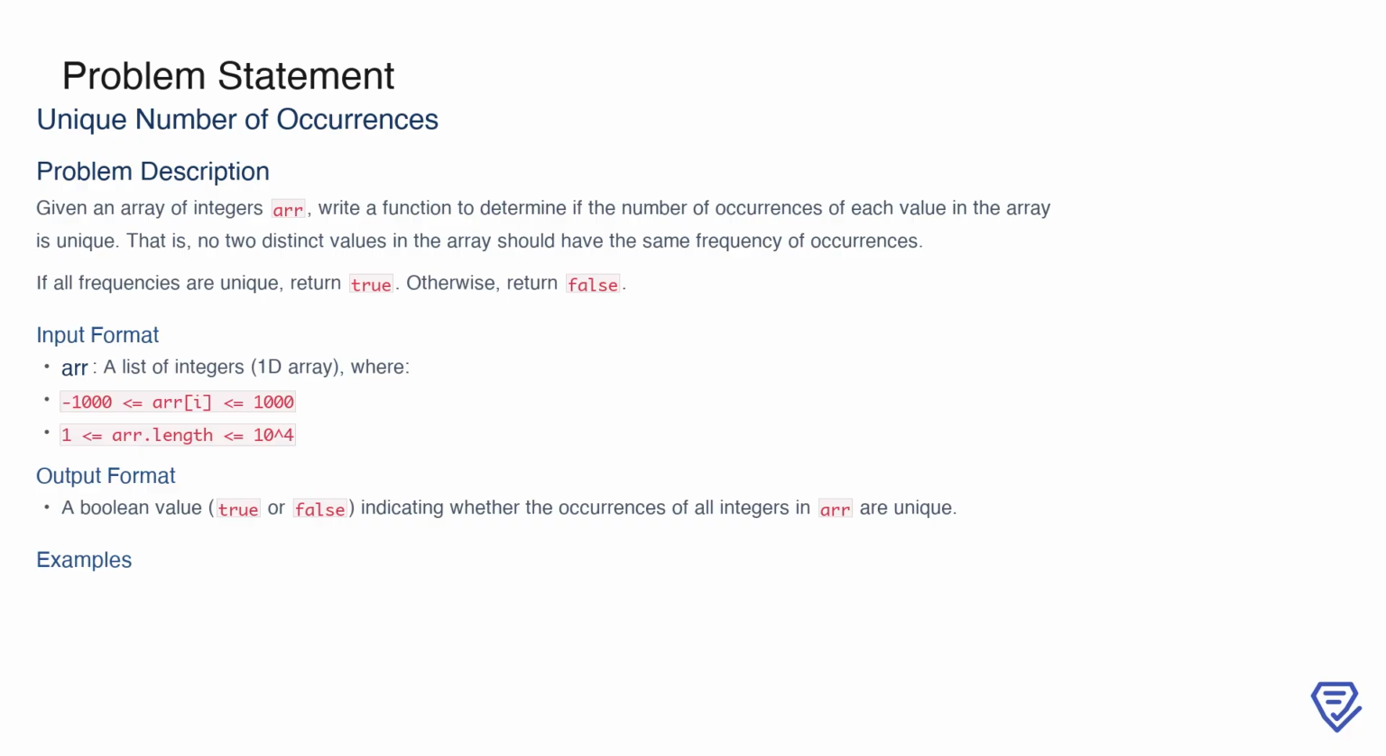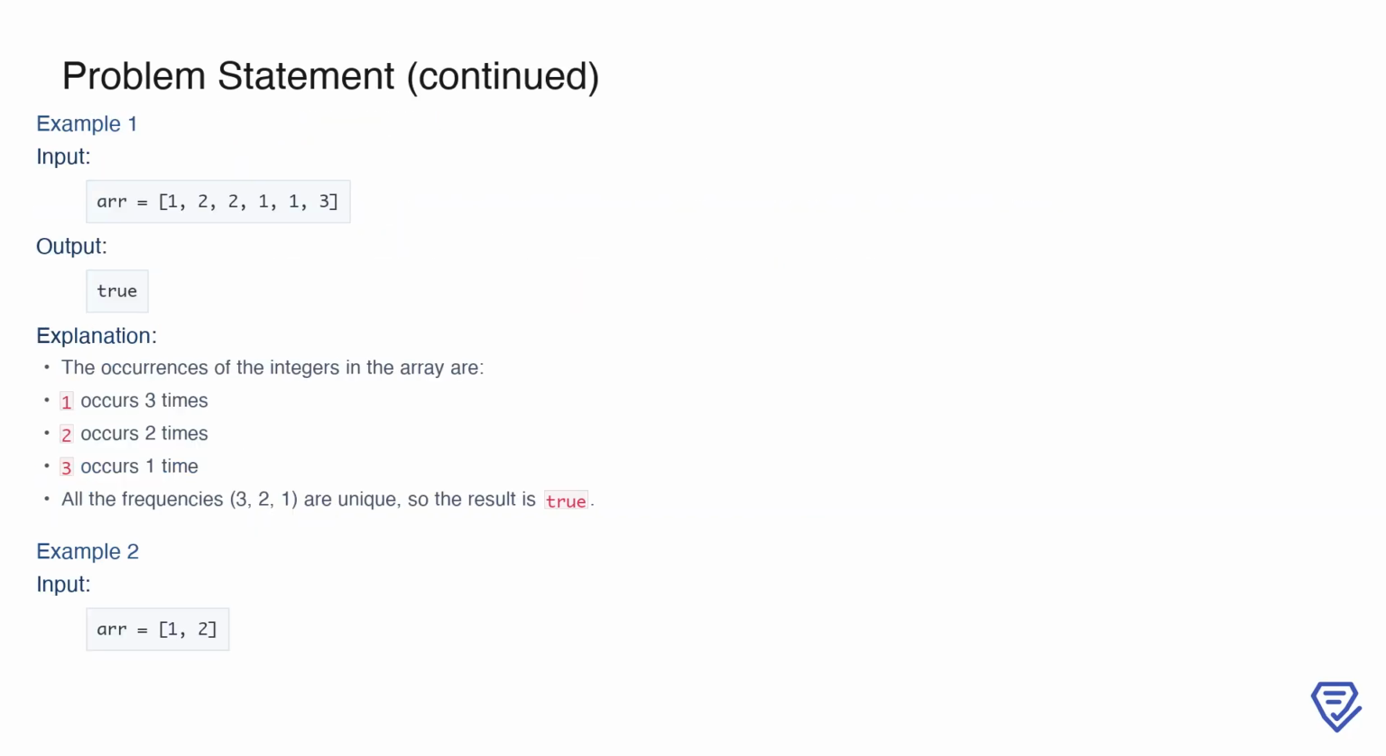The input will be a one-dimensional array of integers, where each integer is constrained between -1000 and 1000, and the length of the array can go up to 10,000. The output will be a Boolean value, either true or false, based on whether the condition is satisfied. Let's look at an example to understand this better.